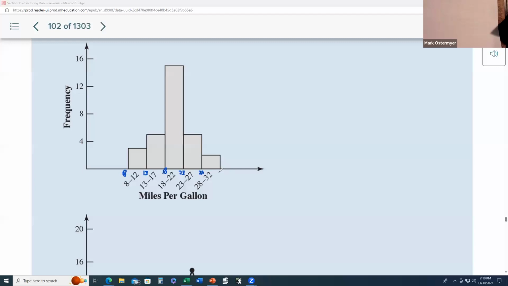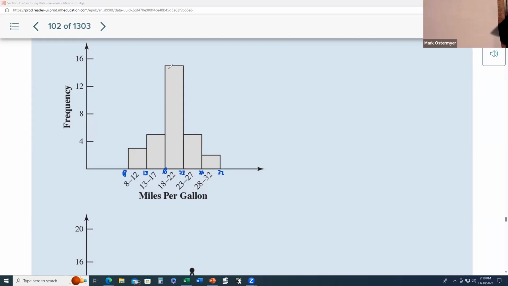And then it would be what, 33? Anybody do this convention here? Label the classes that way? That would be okay also. So either this way or the way they have it here. Either way. Bottom line, what's the most frequent miles per gallon fuel economy?